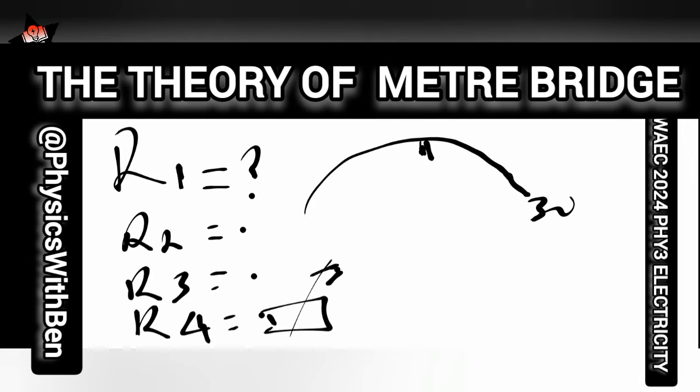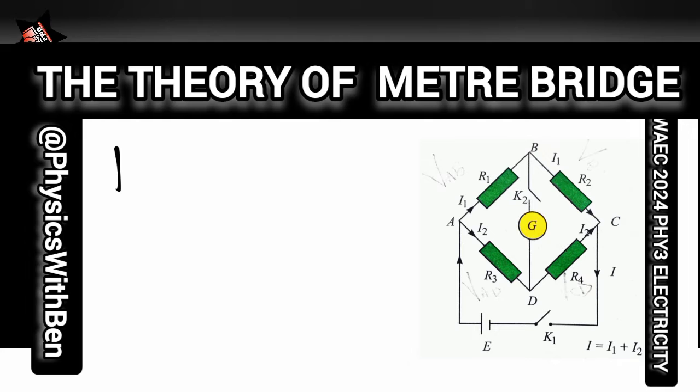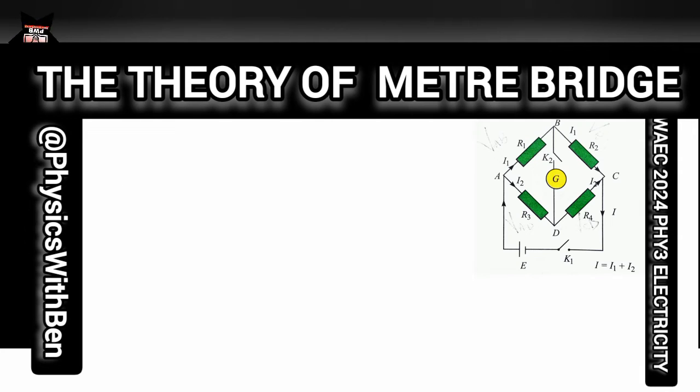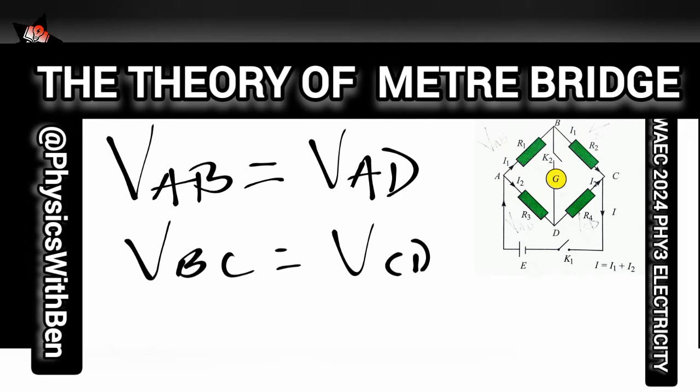At this balance point, what do you expect? At the balance point, the potential at B and D, as you can see in the diagram, are the same. At this point, when the galvanometer has no deflection, which is called the zero point or the balance point of the galvanometer, this is the equation that we have. So we now write that the potential difference across the arm AB will be equal to the potential difference across the arm AD. Also, the potential difference across the arm BC will be equal to the potential difference across the arm CD. Now, you know that from Ohm's law, V is equal to what?